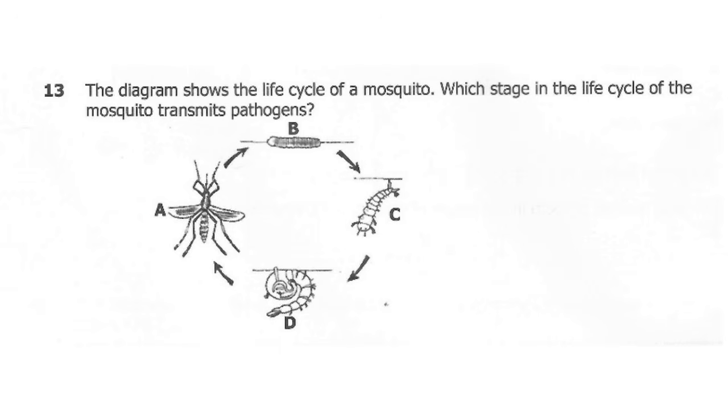The correct answer here is A, the adult stage. So the adult stage is what is referred to as the biological vector, because it will be able to carry parasites such as Plasmodium inside its salivary glands. So A here is the correct answer. Excellent work, chat. We move on to the next question.